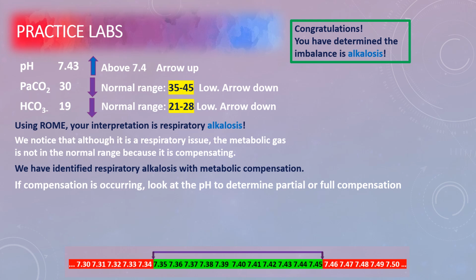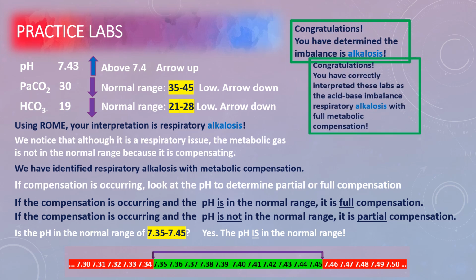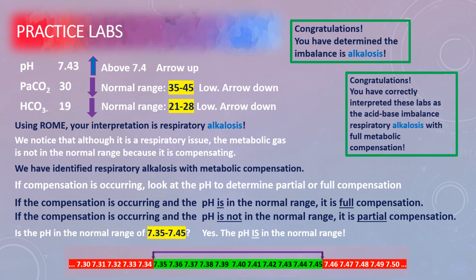If compensation is occurring, look at the pH to determine partial or full compensation. If the compensation is occurring and the pH is in the normal range, it's fully compensated. If the compensation is occurring and the pH is not yet in the normal range, it is partial compensation. Is the pH in the normal range of 7.35 to 7.45? Yes, the pH is in the normal range. Congratulations, you have correctly interpreted these labs as the acid-base imbalance, respiratory alkalosis with full metabolic compensation.